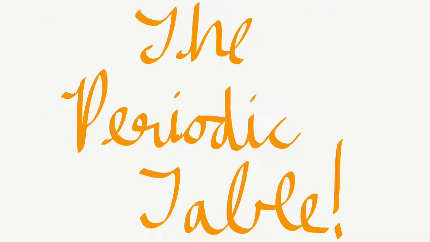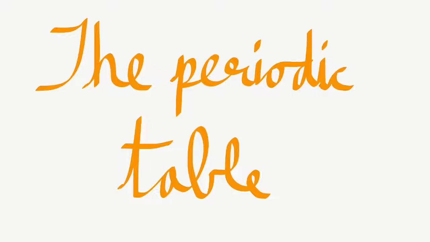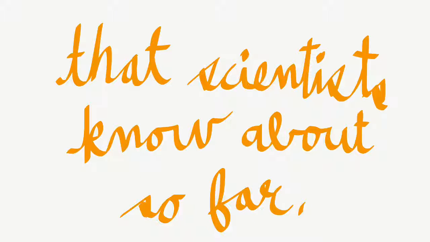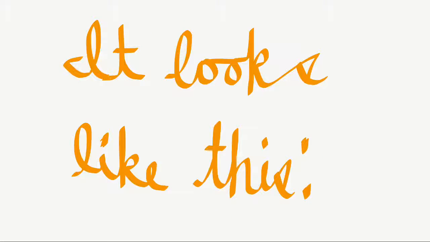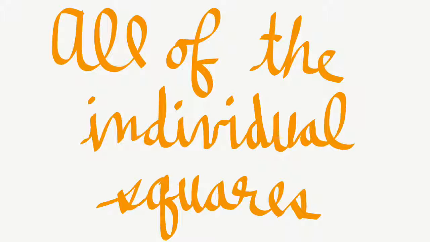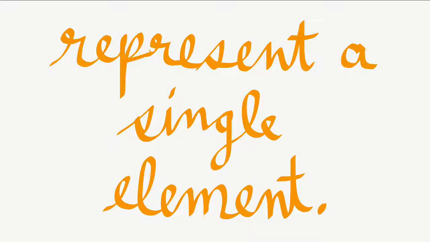Today I'll be talking about the periodic table. The periodic table is just a big grid of all of the elements that scientists know about so far. It looks like this. All of the individual squares represent a single element.